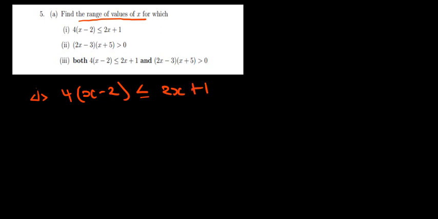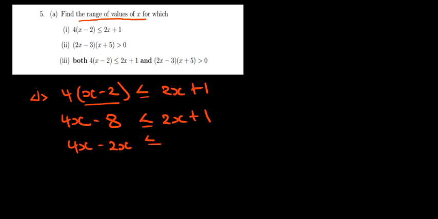We are going to multiply this 4 with everything that is in the bracket. So it will be 4x minus 8 less than or equal to 2x plus 1. So like terms together, so it will be 4x minus 2x less than or equal to 8 plus 1. So this will be 2x is less than or equal to 9. So it means our x will just be less than or equal to 9 over 2, which is approximately 4.5.